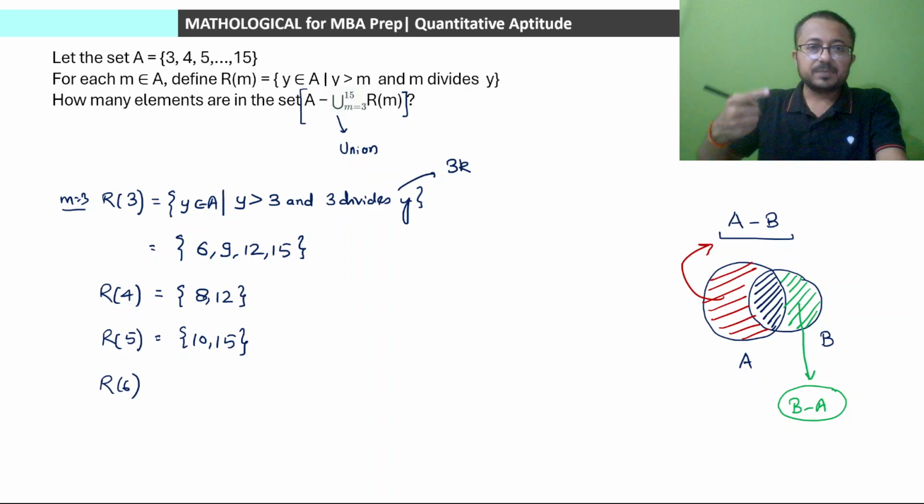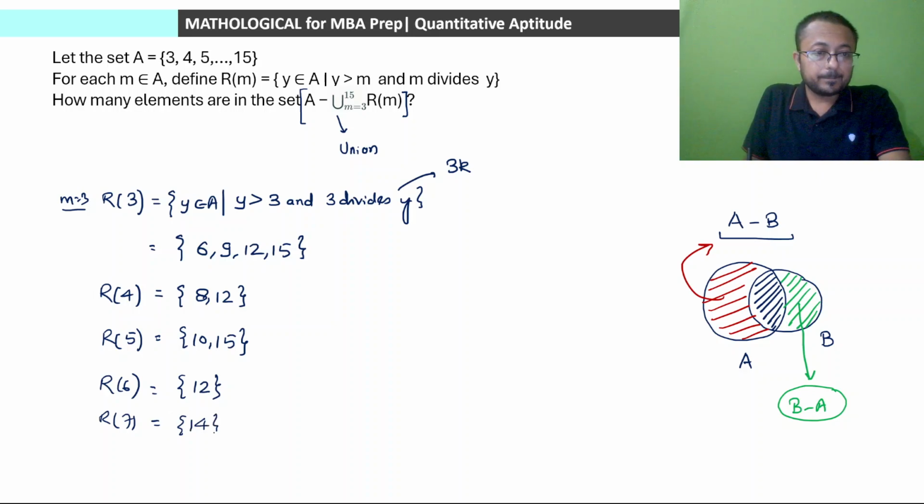क्या पैटर्न समझ पा रहे हो? R6 में वैल्यूज क्या आएंगी हमारी? R6 में आएगा multiples of 6 but not equal to 6. So this will contain 12 only because 18 तो फिर 15 से बड़ा हो जाएगा. R7 multiples of 7 but not equal to 7 यानी कि 14. R8 multiples of 8 but not equal to 8 and 8 into 2 is 16 but 16 is not part of set A यानी कि R8 will be an empty set.